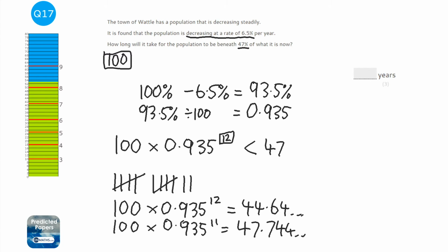Okay, and each of these are rounded. So it's going to take 12 years, because 11 years gets us close but not quite over the line. It's the 12th year that it dips below 47%. Now, as I said, there are different methods.